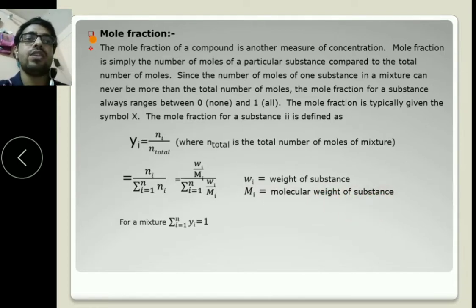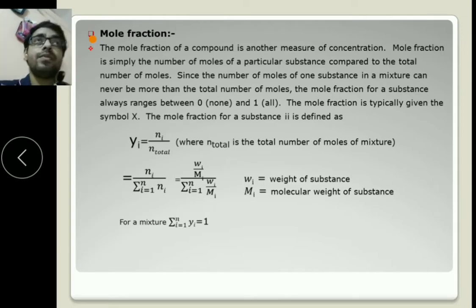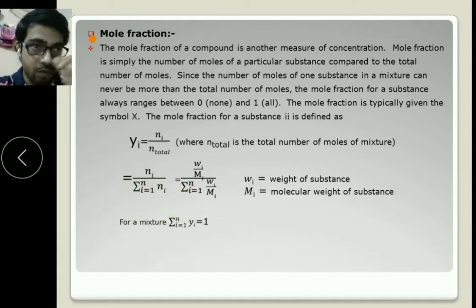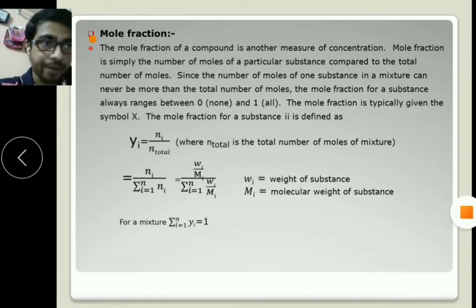Suppose for a mixture I have given carbon dioxide, oxygen, and nitrogen, with mole fractions 1 by 6, 2 by 6, and 3 by 6. If we take the summation for that mixture, it is 1 by 6 plus 2 by 6 plus 3 by 6 equals 6 by 6, which is 1. So for a mixture, the summation of mole fractions should always equal 1.